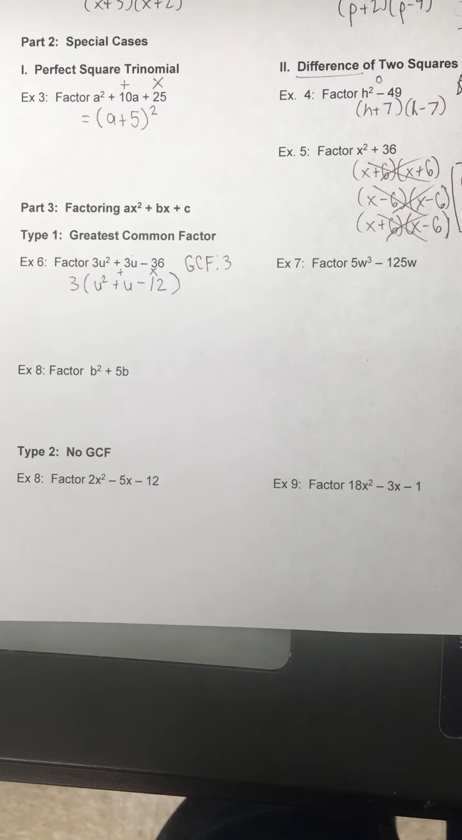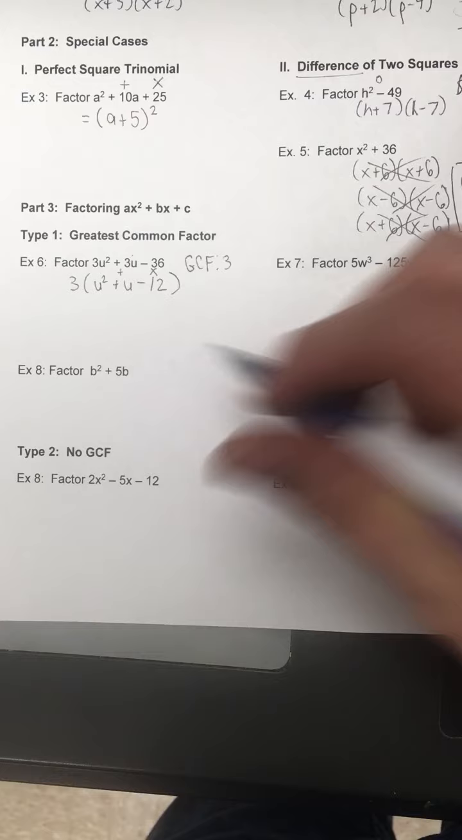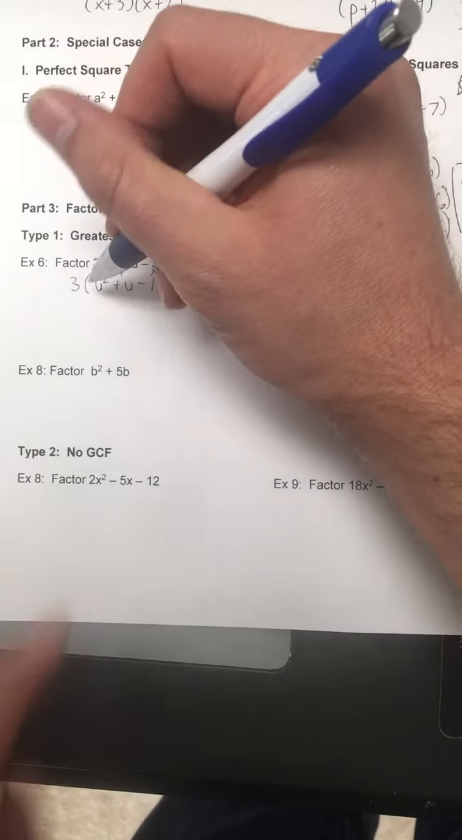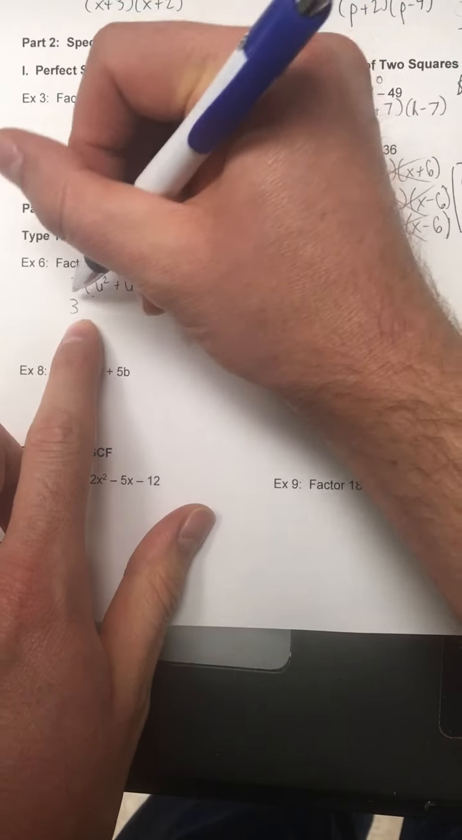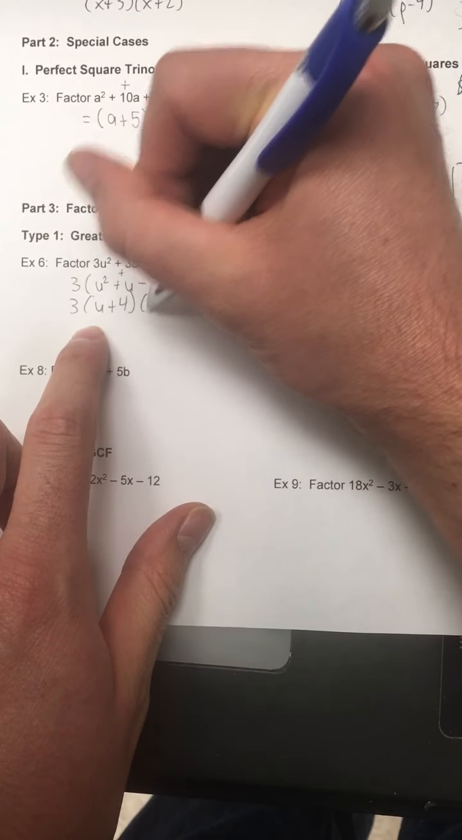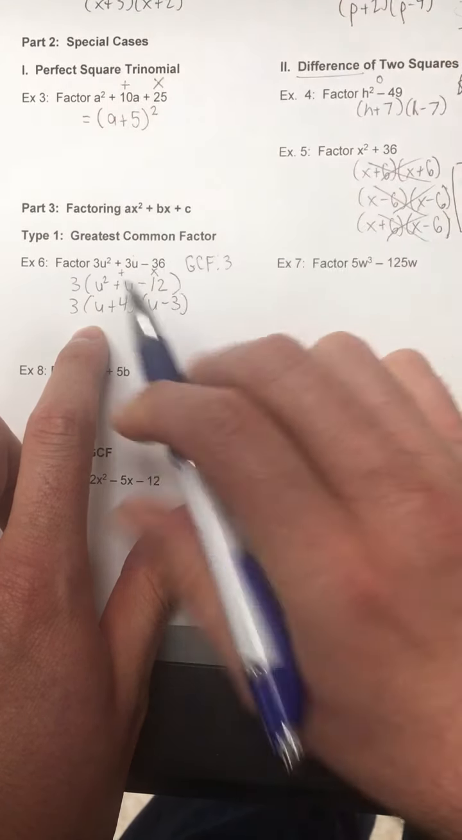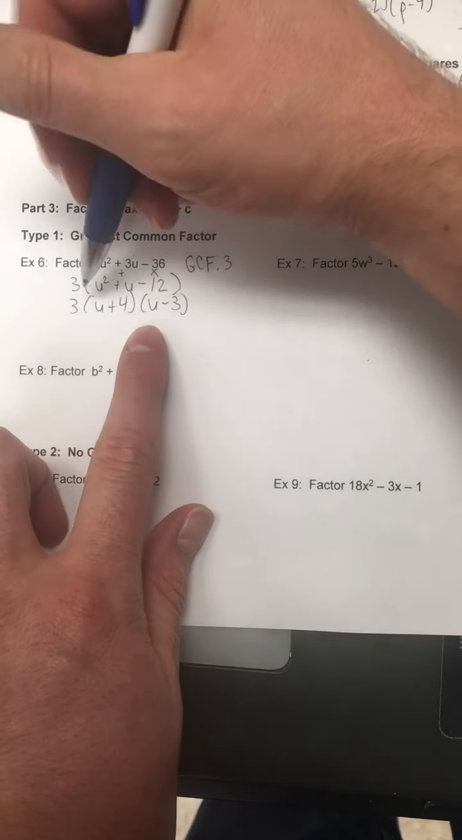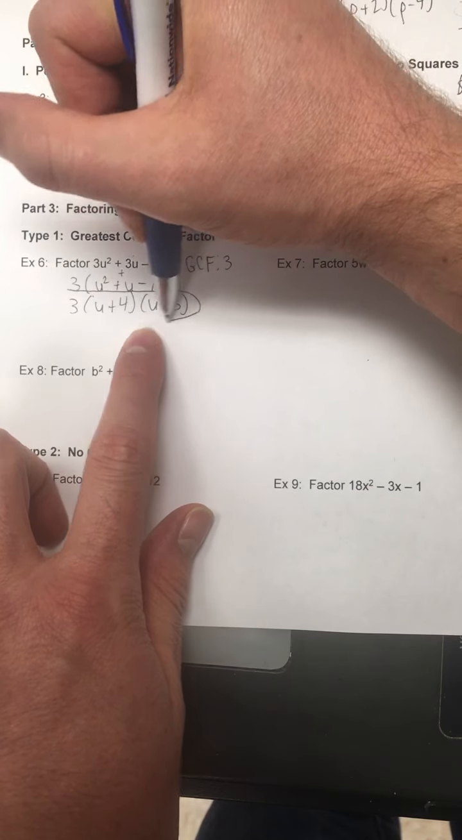Well, let's see. There's 2 and 6. There's 4 and 3. One of them has got to be positive, and one of them has got to be negative to multiply to give me negative. So that's going to be, just bring the 3 down, not do anything with it, and then that's going to be u plus 4, u minus 3. Again, the order doesn't matter. If you want to write u minus 3, then u plus 4, that is correct. So this is completely factored.